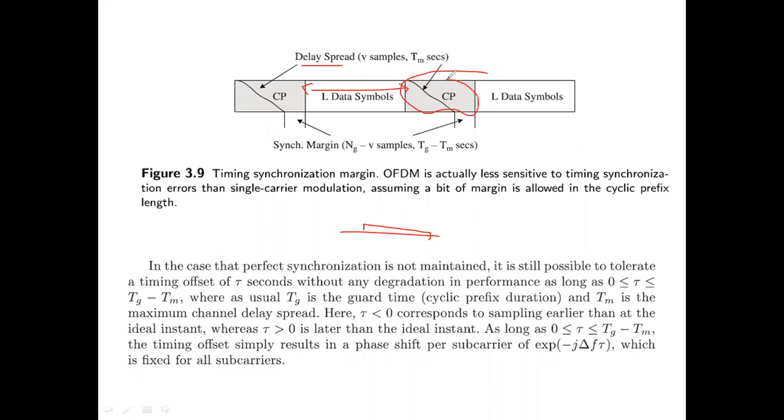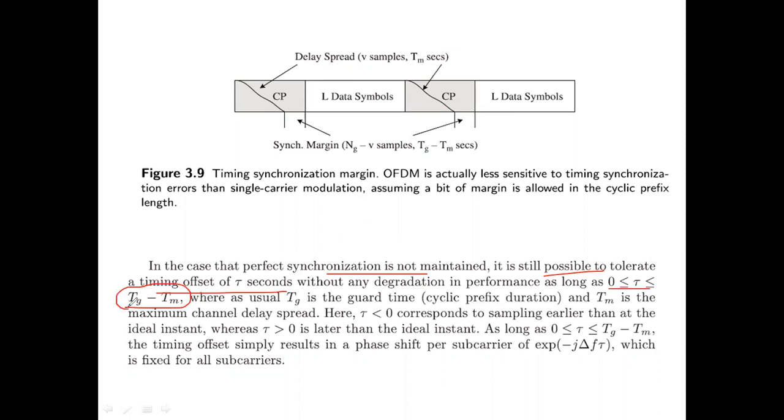Then what is possibly going to happen? You can see here they are talking about what if your PLL, the phase lock loop, analog or digital, whichever you are using, is not performing well, because it takes time. Let us see what the author has to say. In case perfect synchronization is not maintained, it is still possible to tolerate timing offset without any degradation, as long as the timing is in this particular range.